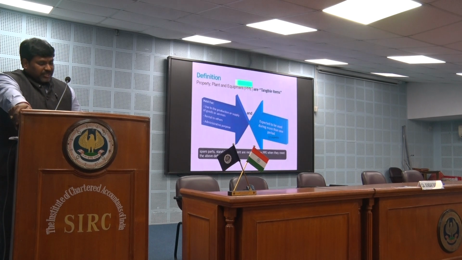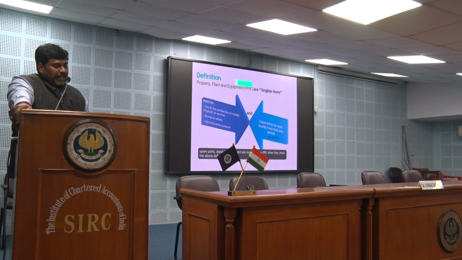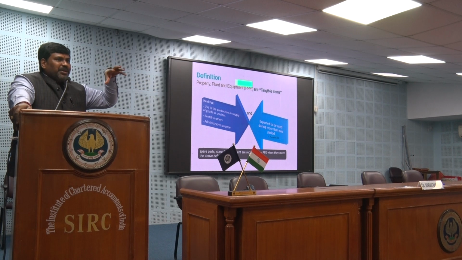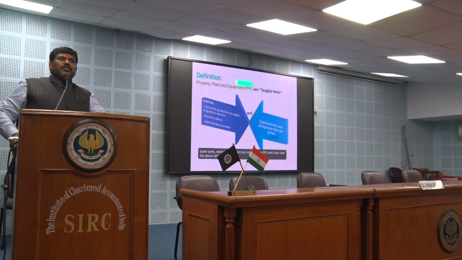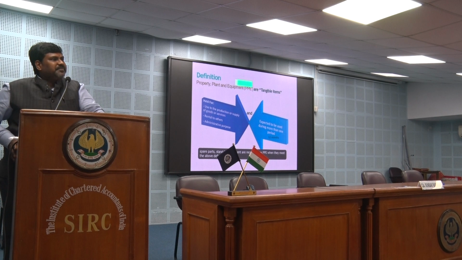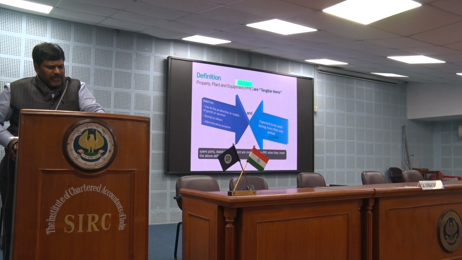And going by the definition again, go to the definition. Property, plant and equipment are tangible items held for use in the production or supply of goods or services, or as a rental to others. In fact, for using the land, they are required to pay a rent also. So there is a one-time capital cost also. Every month they are required to also pay lease charges, or for administrative purposes, and expected to be used during more than one period.